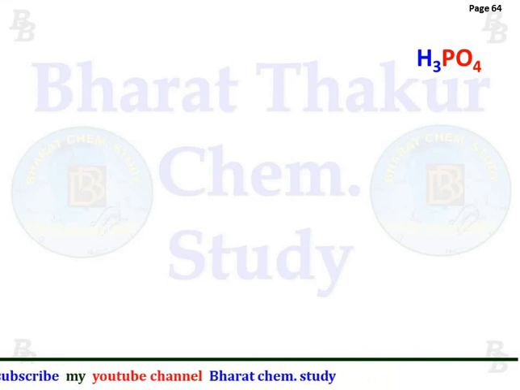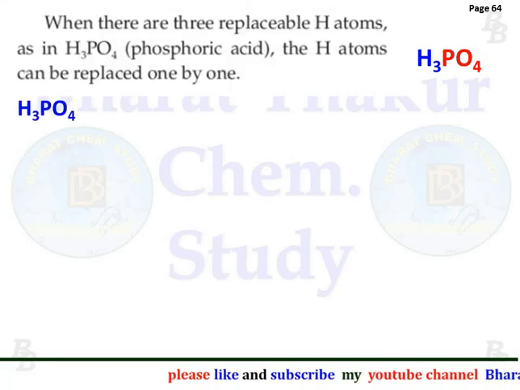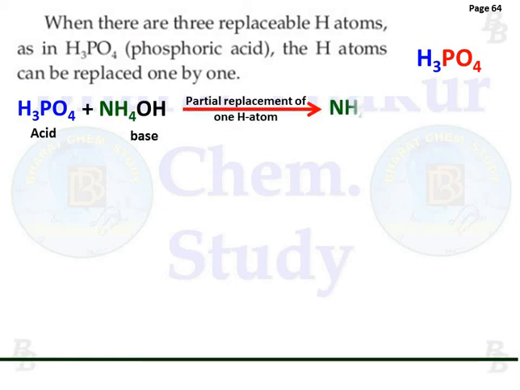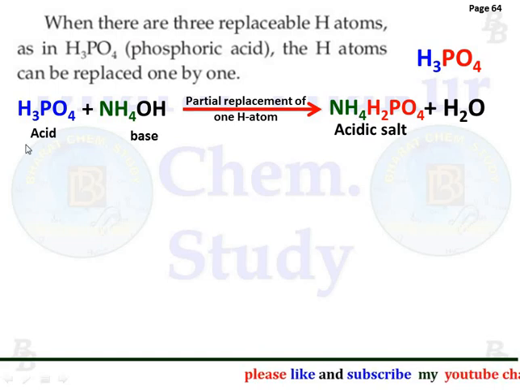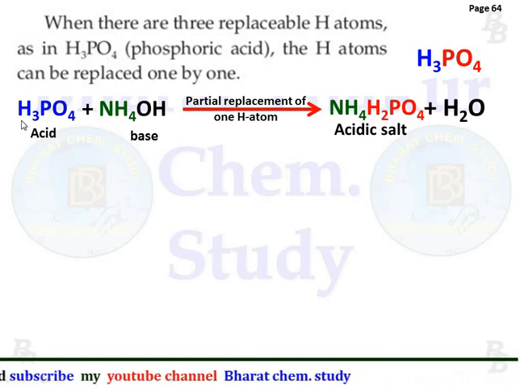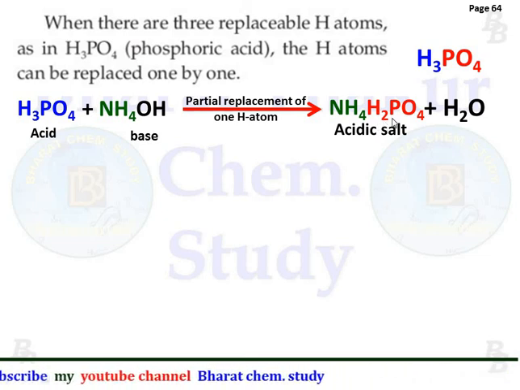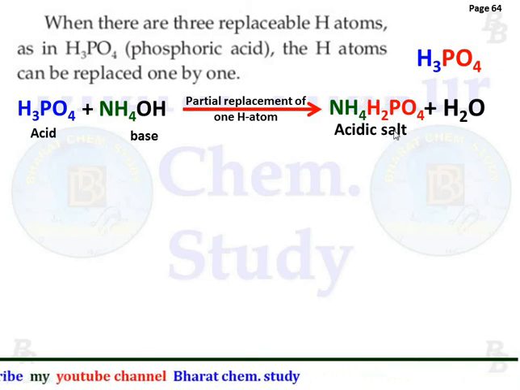Now if an acid contains three replaceable hydrogen atoms, it will give its three replaceable hydrogen atoms in three steps. When such an acid replaces its first hydrogen atom only, that is partial replacement of one hydrogen atom, then it will form NH4H2PO4 plus water. So here in this equation you can see clearly that the acid after replacing one hydrogen atom still contains two replaceable hydrogen atoms in its salt. Therefore, such a salt is called an acidic salt because it still contains two replaceable hydrogen atoms.